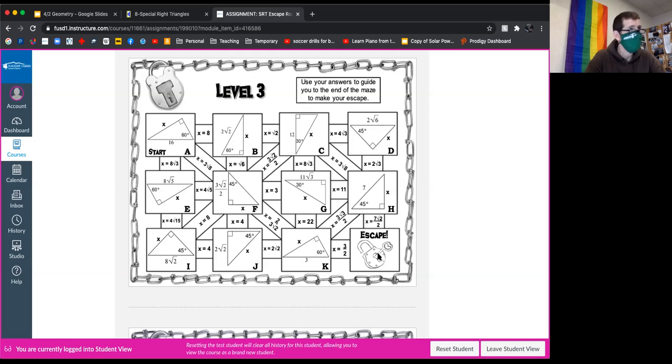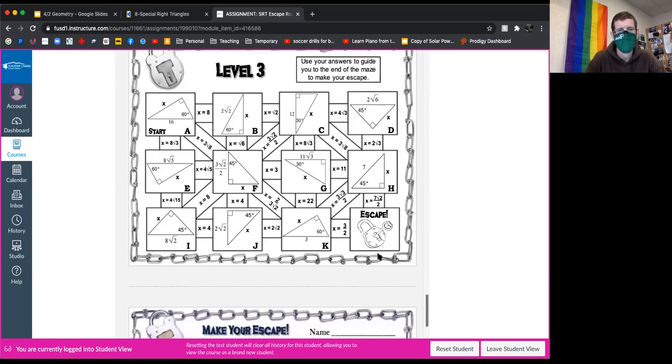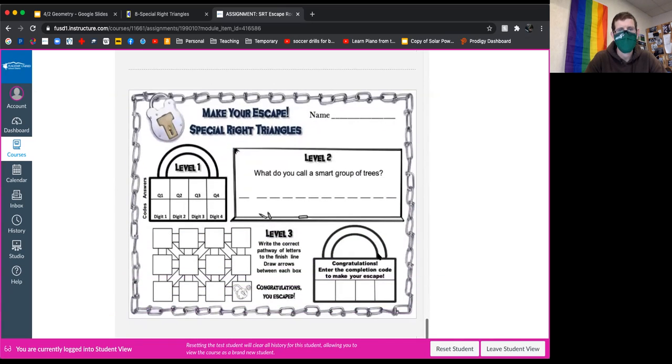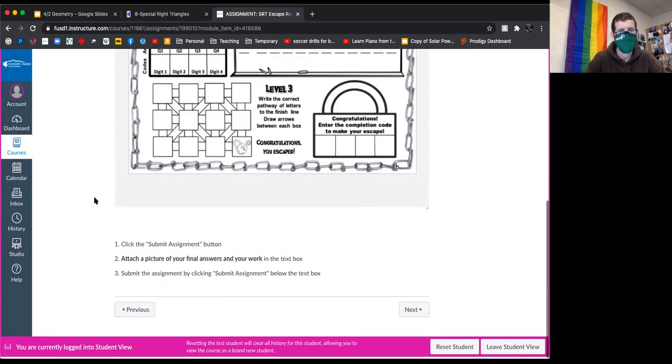So here's what you actually need to turn in, because this is a lot of worksheet right here. What I want you to do is this last page has your level 1, 2, and 3 answers. You can just write those in. That's all I really need to see, but I also want to see your work because you're probably going to be doing this on a sheet of paper.